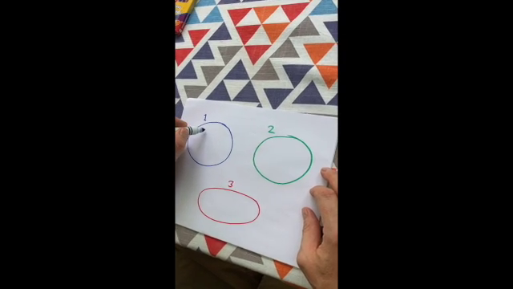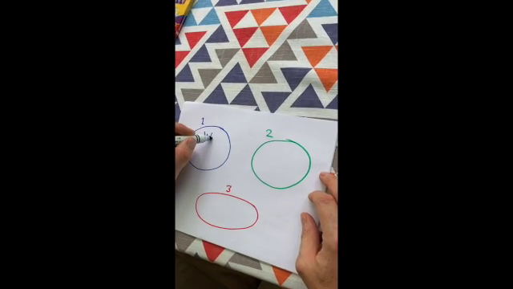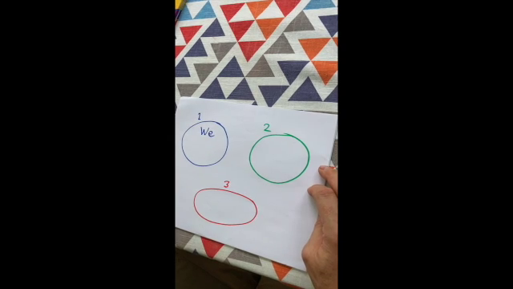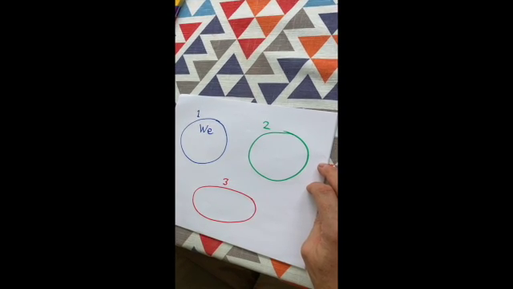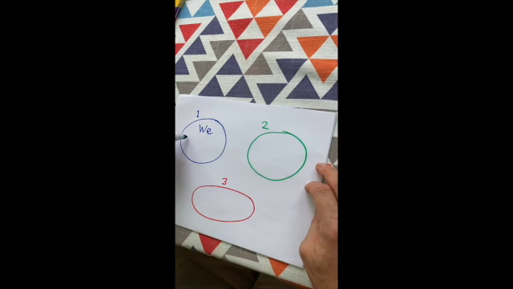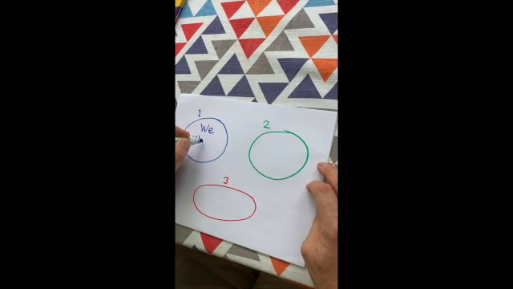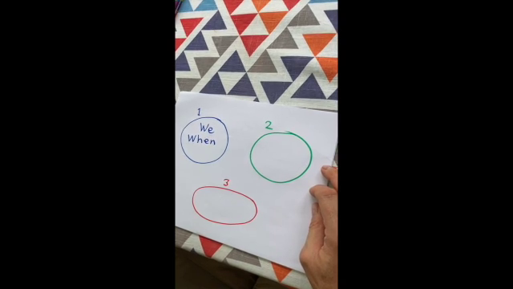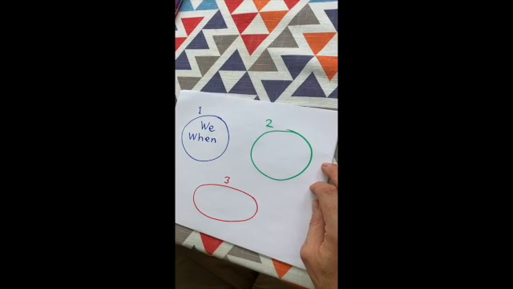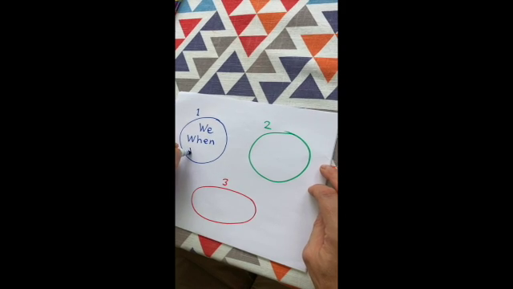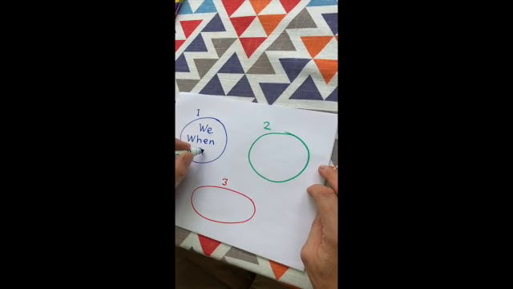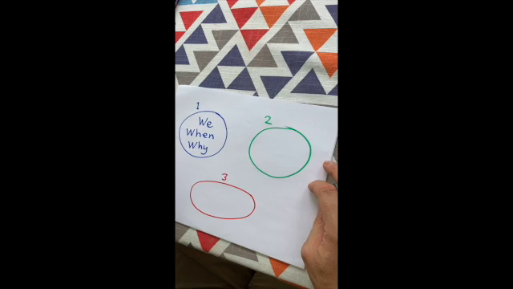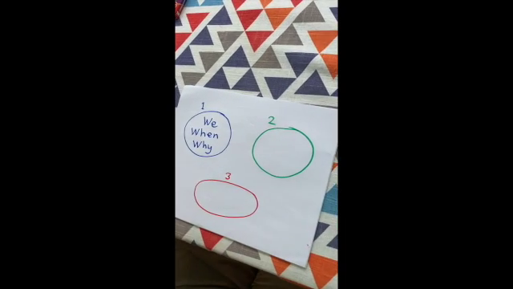What shall we start with? Let's start with we. That's 1 syllable. We. Then we could have when. When. That's another 1-syllable word. And then we could have another question word. We could have why. We, when, and why are all 1-syllable words.